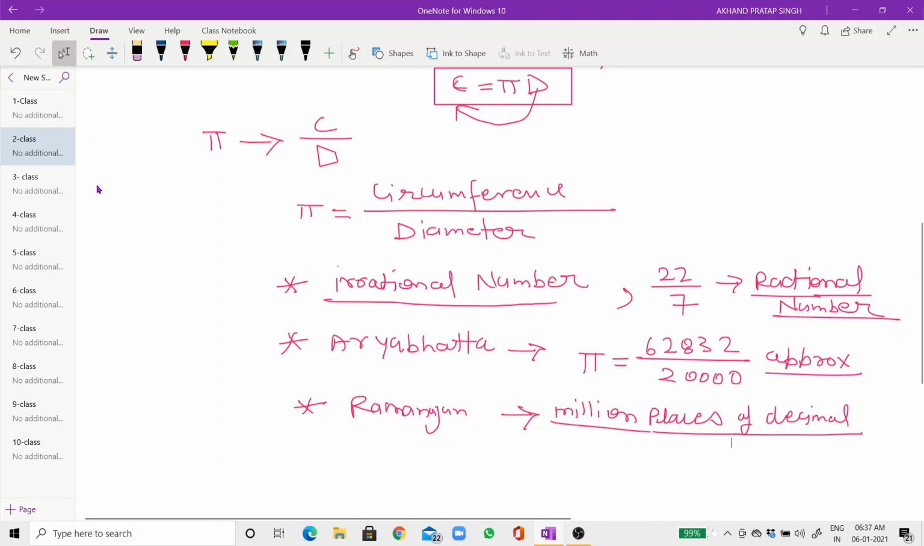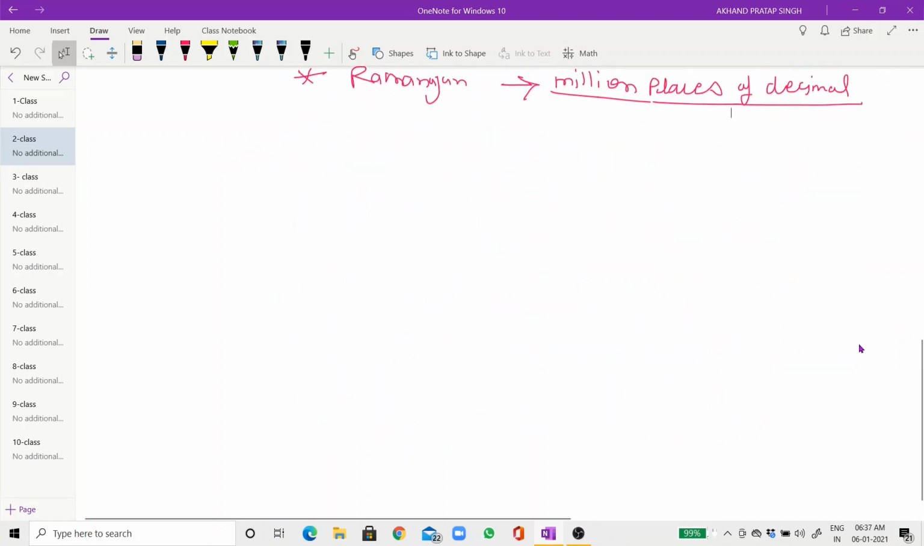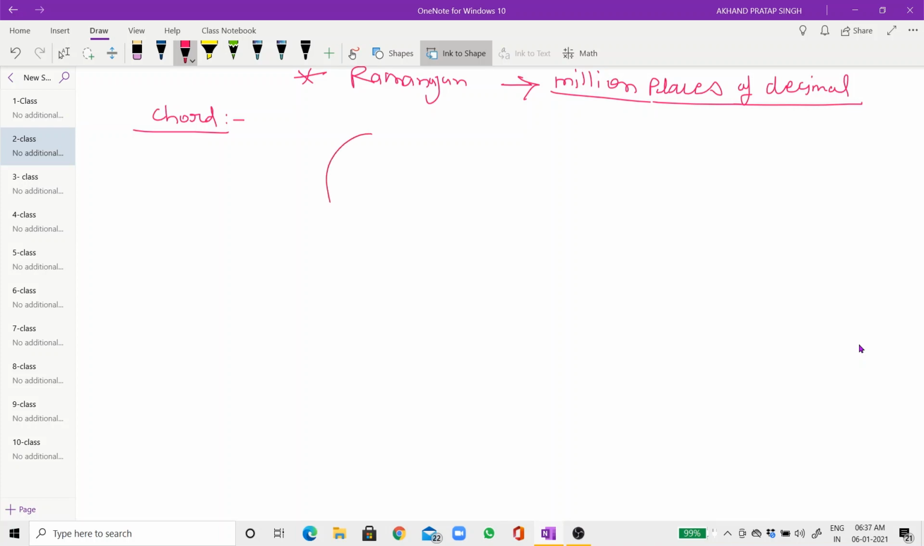And the next one is a chord. Suppose let's draw the circle. So this is a circle, and I start from the circumference to the circumference, the periphery of the circle. So this portion is called the chord, and you can draw like that also. So this is a chord.